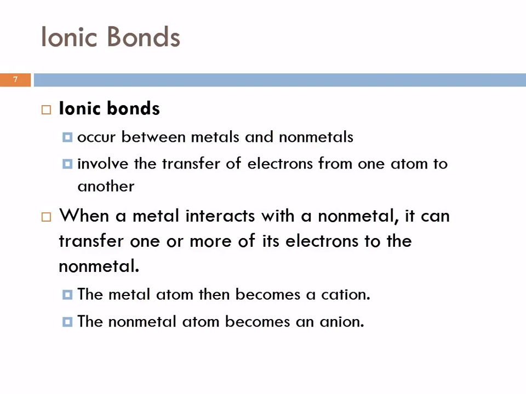An ionic bond will occur between metals and nonmetals. And this is going to involve the transfer of electrons from one atom to another. So it's the transfer of electrons. If one atom loses an electron, what happens to the atom? It becomes positively charged. The more electrons it loses, the more positively charged it becomes.